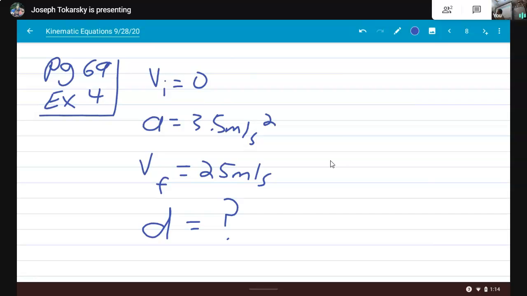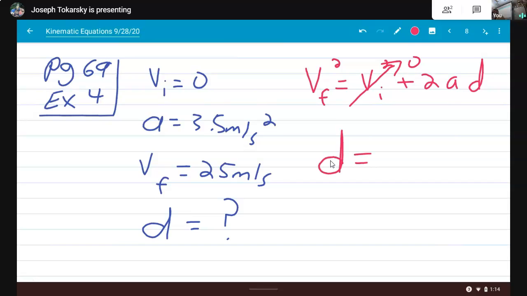All right. So what equation am I going to use? 1, 2, 3, or 4? Ethan? Looks like 3, which would be VF squared equals VI squared plus 2AD. VI is 0, so I can get rid of that whole term. And therefore, if I solve for D, it's going to be pretty simple algebraically. I just divide over 2A, right? So D will equal VF squared over 2A.